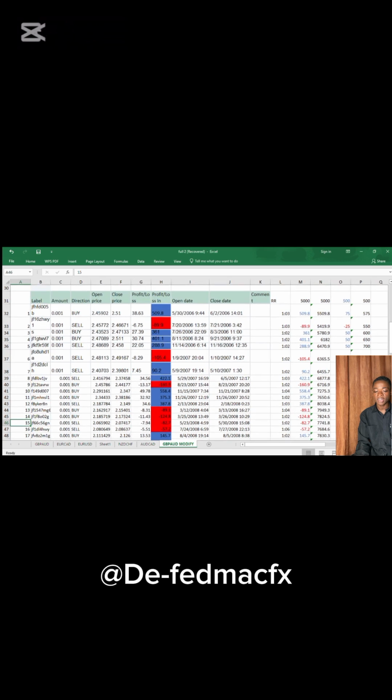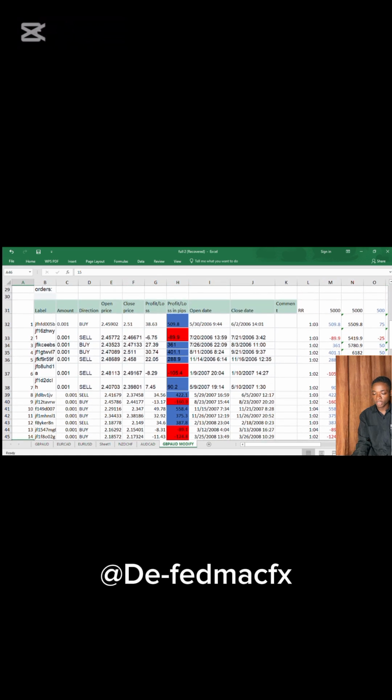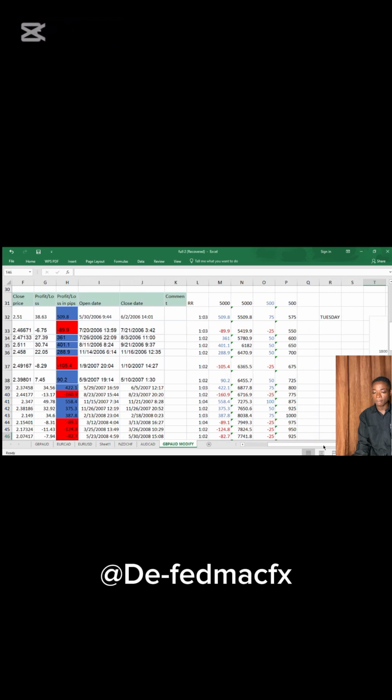If I zoom in, you see that at a particular point in time I was losing money. Let me move to this side. As you can see, this is the amount we started the trading account with: $500. This is a simulated account, you understand? It's not real money. As you can see from the date, we started in 2006. So we started with a fixed account of $500.